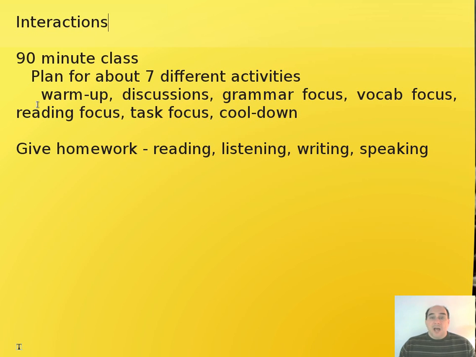I may then have a discussion where I want them to answer a question that's hopefully of interest to them. That's why we're having the discussion. But I also want to have it focus on, again, where their weaknesses are so we can help strengthen them. I'm going to have some type of a grammar focus.